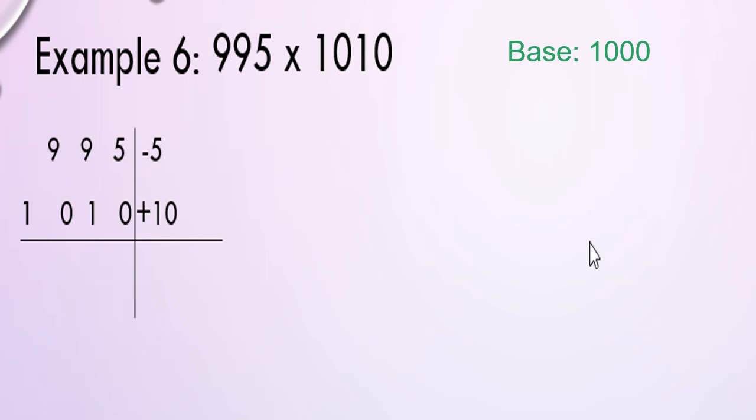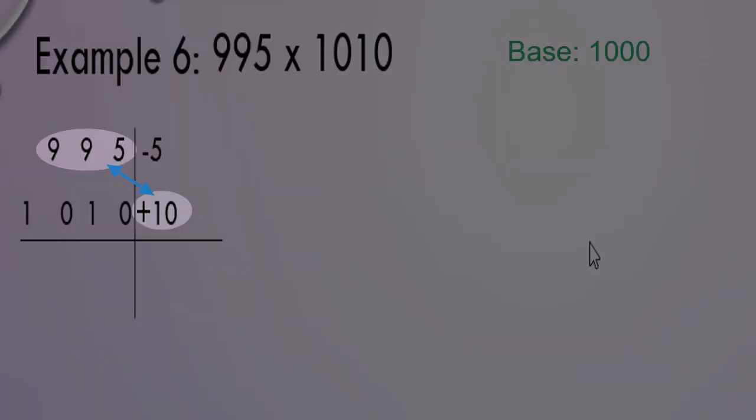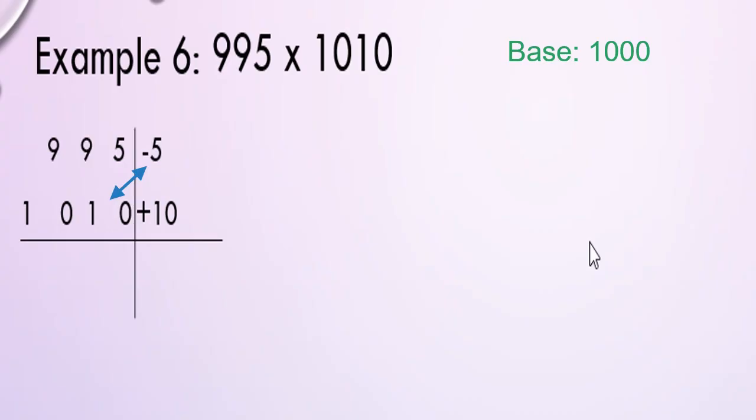Step 2, which is, we add or subtract crosswise depending on the sign. Because we have both signs, we have to do both subtraction as well as addition. So we do 995 plus 10 equals 1005. We can also do 1010 minus 5 equals 1005. Both give us the same left-hand part of the answer, which is 1005 in this case. So, we write 1005 on the left-hand side of the vertical line.